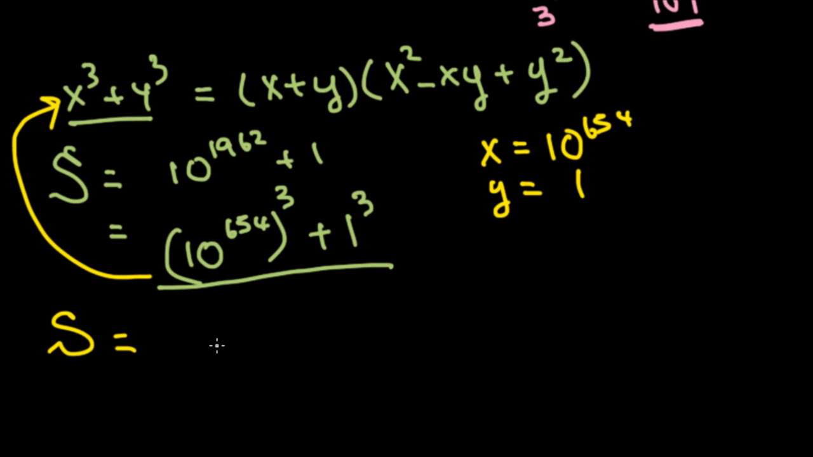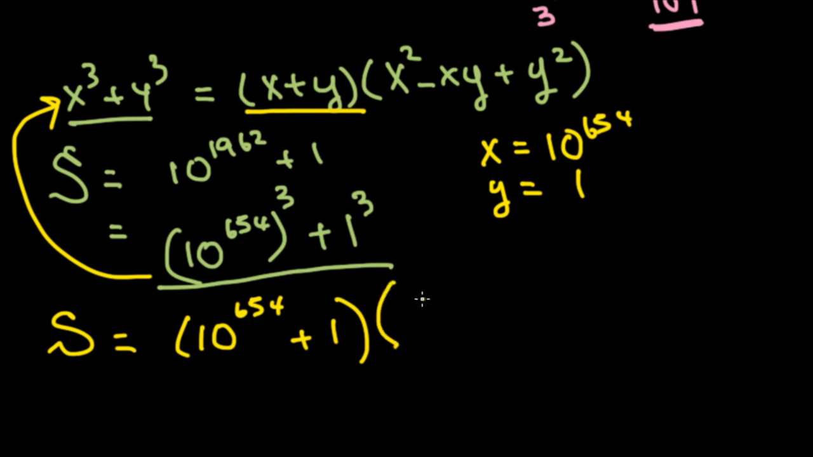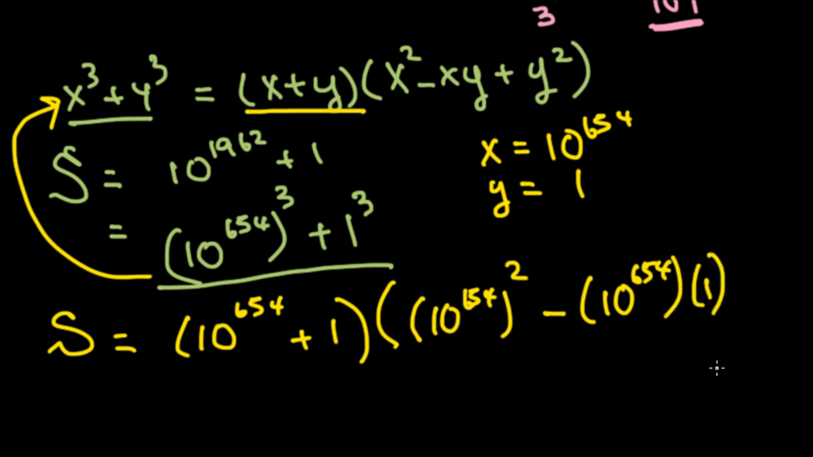So s would equal 10 to the 654 plus 1, this is the x plus y term right here, times x squared, which is 10 to the 654 squared, minus xy, which is 10 to the 654 times 1, plus y squared, which is 1 squared.